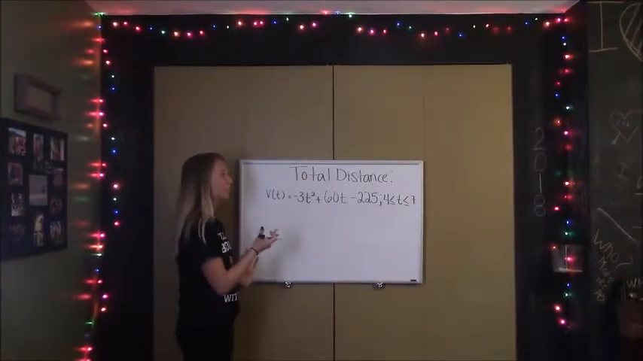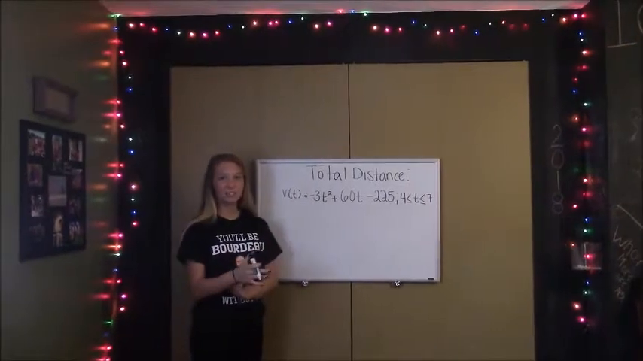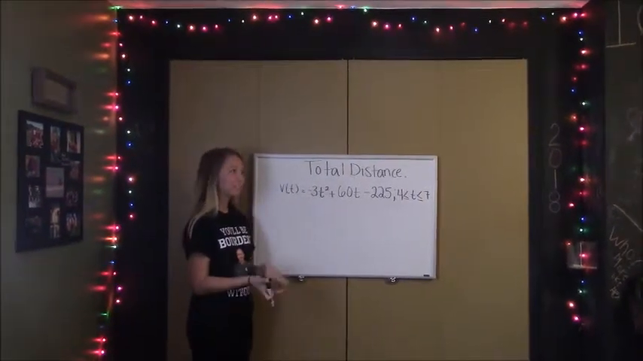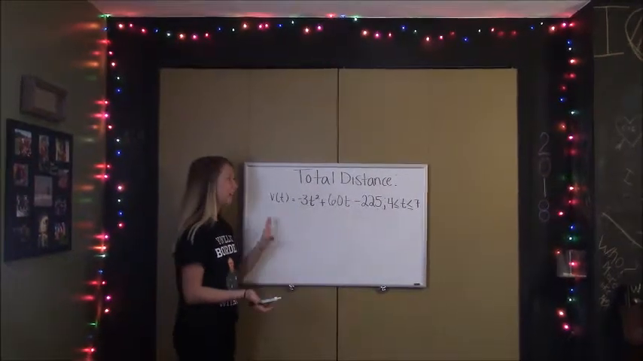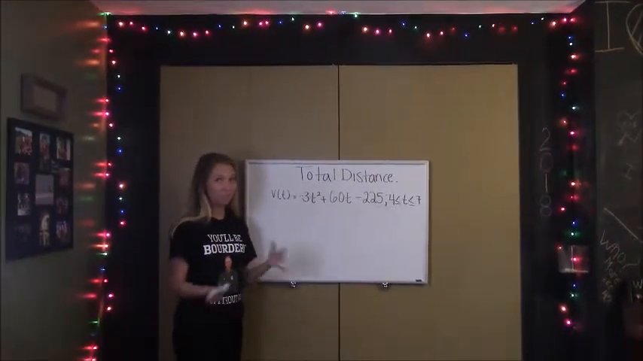Okay, so to find the total distance, we're going to follow the same process as we did with displacement, but this time we're going to take the absolute value of the integral of velocity in order to cancel out all negatives and accumulate a total distance.